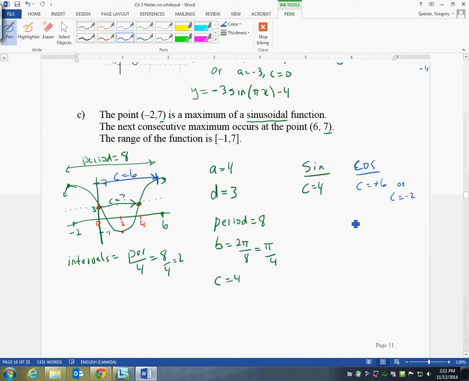Alright, so writing it out, my cos version would be y is equal to A, which is 4, multiplied by cos. The B value is pi over 4. I'm going to run out of room again. Pi over 4 multiplied by x minus 6, and then plus my d, which is 3. And really, I should put another set of brackets around there. Okay. For sine, it would be y is equal to 4 times the sine of pi over 4 times x minus 4, plus 3.